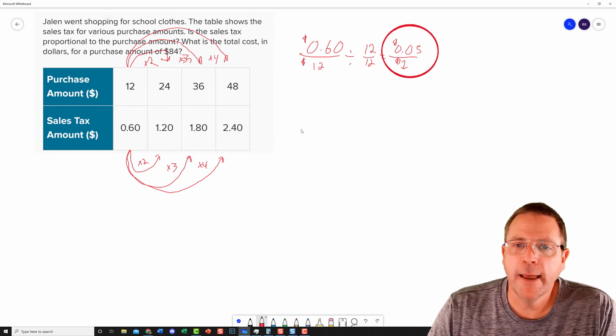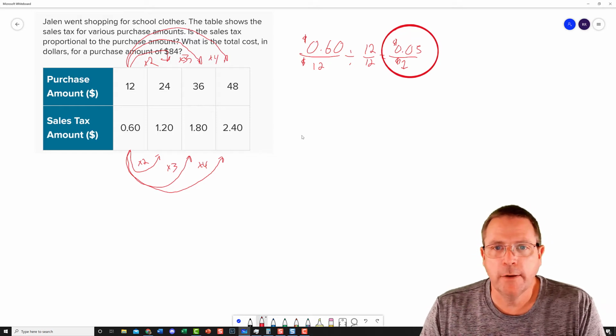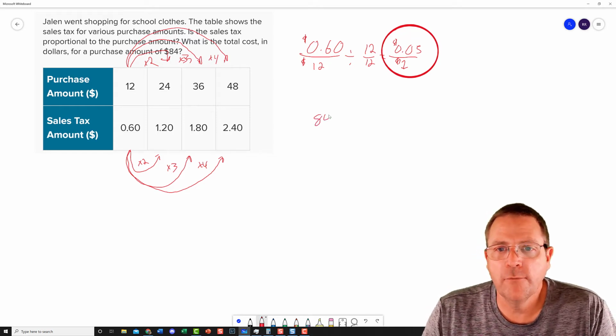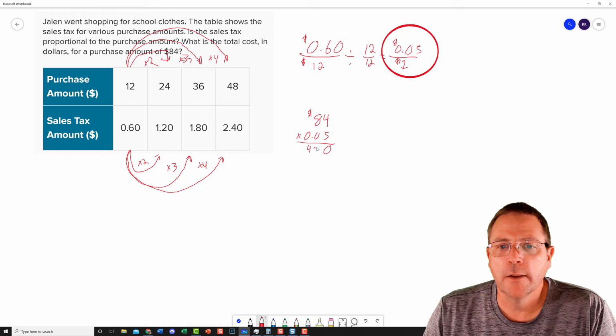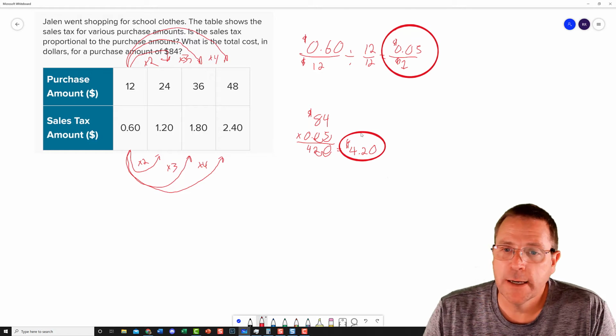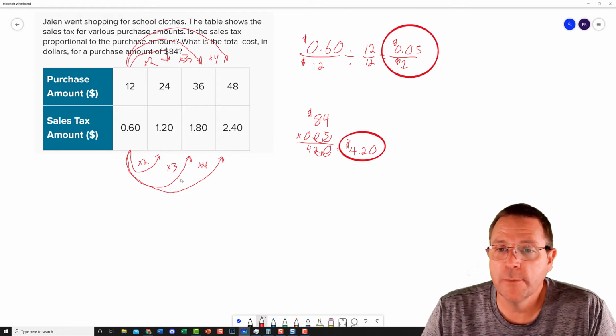Now I'm going to take that number and multiply it by 84, because we have $84 that we're spending times the nickel. When we multiply that out, 5 times 4 is 20, 5 times 8 is 40, plus the 2 from the 20 is 42. So now we know that the tax is going to be $4.20. And we're going to circle that. It's not the answer, but it is an important sub-answer.